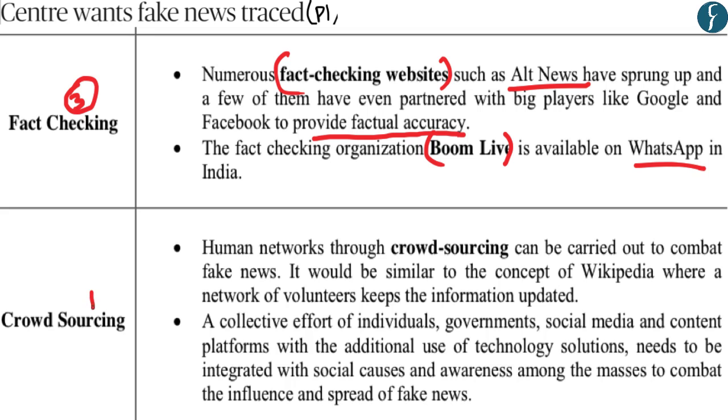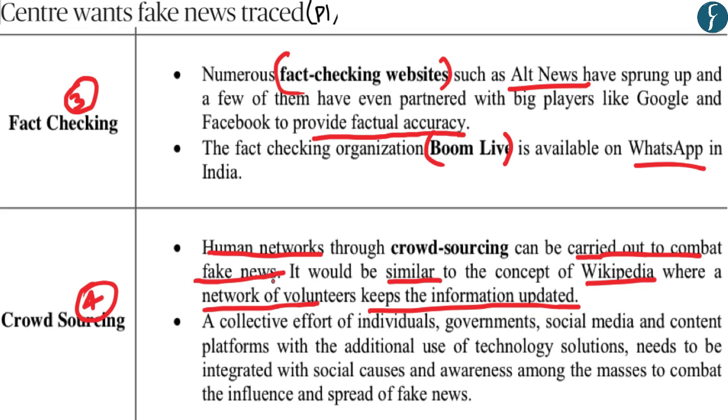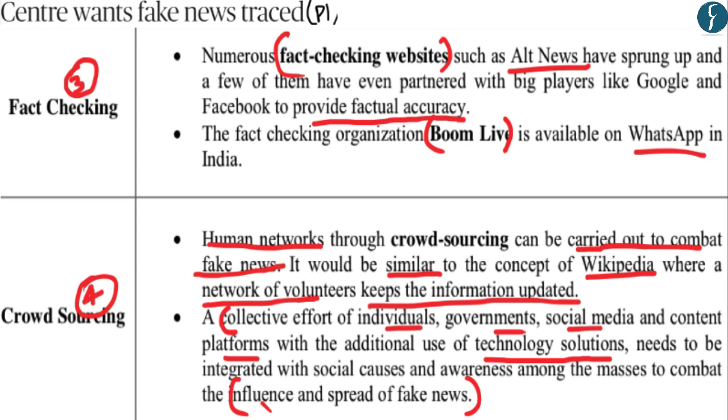Now, the fourth and final step that can be taken to curb fake news is crowdsourcing. This crowdsourcing would be similar to the concept of Wikipedia, where a network of volunteers keeps the information updated. And so, human networks can be formed to combat fake news, wherein a collective effort of individuals, governments, social media and content platforms, with the additional use of artificial intelligence technology, can be used to combat the influence and the spread of fake news. So now hopefully you've understood what fake news is and what measures can be undertaken to curb it.